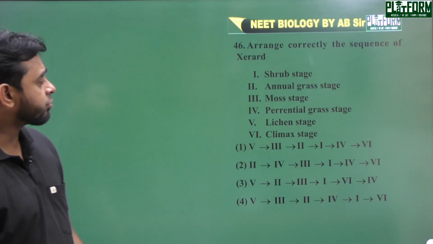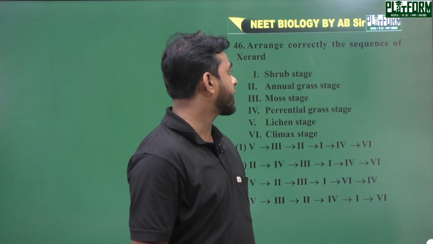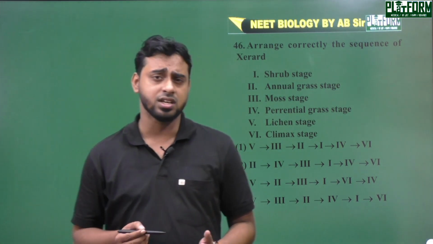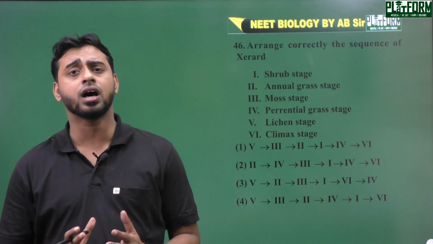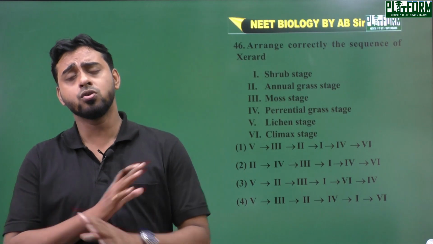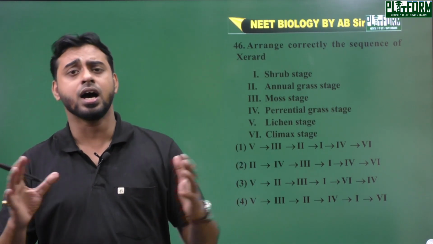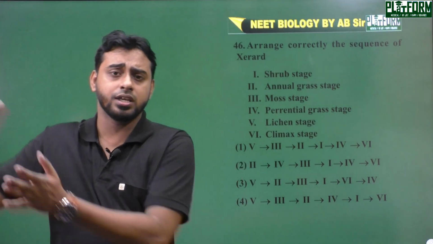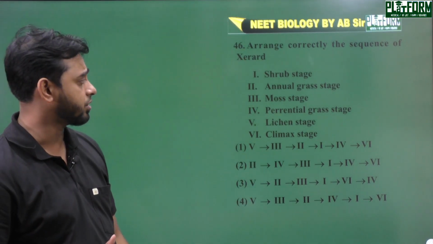Move to the next question. Here it is given: arrange correctly the sequence of xerophytic succession. We know that the xerophytic succession starts from the arid condition, barren land, where no life is possible. From that particular area, the vegetation will sequentially grow by the process of xerophytic succession.